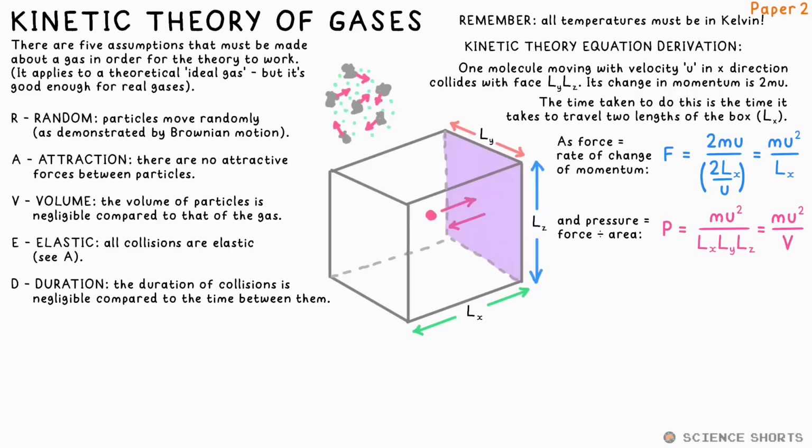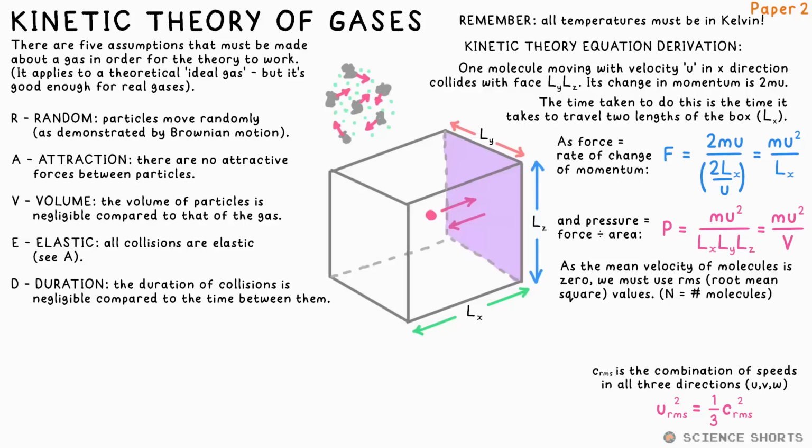As any molecule can travel in 3 dimensions, we can say that u squared is equal to a third c_RMS squared. c_RMS is the root mean square speed. This is essentially a usable average speed of the particles in a gas. The average velocity is 0, as the particles travel in all directions equally when averaged. And so to calculate u_RMS, that's just the RMS values in one direction, we add up their squares, divide by the number of molecules, then square root all of this. And so then c is a combination of u, v, and w, the velocities in all 3 dimensions.